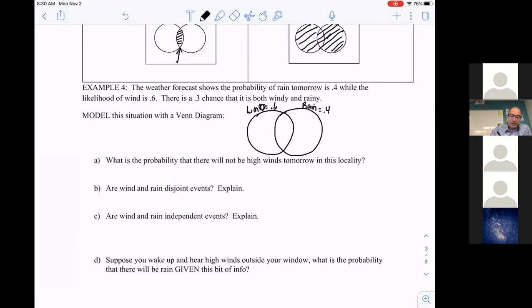I don't know what I was trying to draw there. And there's a 30% chance of both. So we're going to put that 30 in the middle.